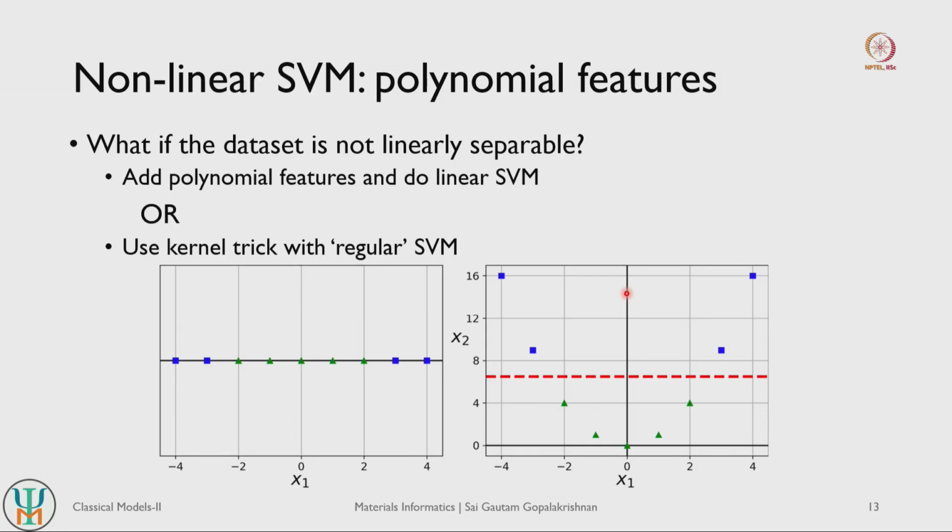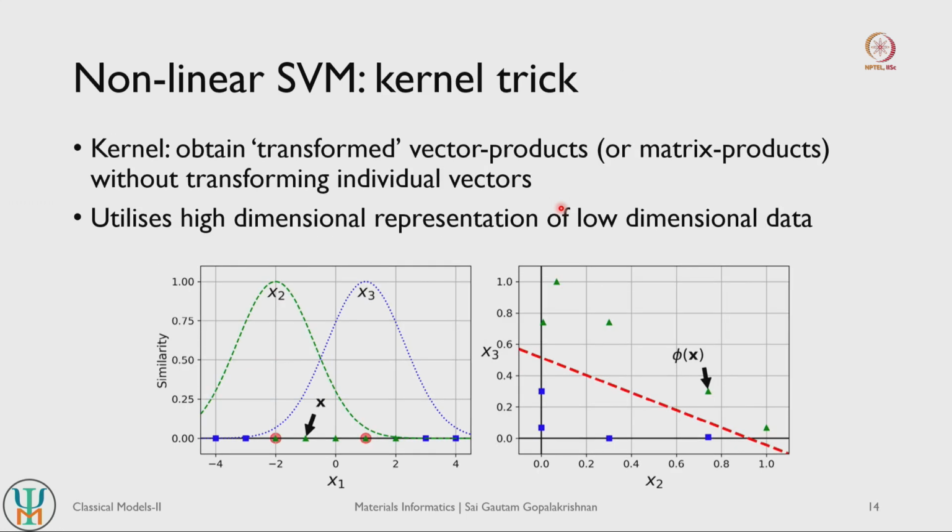And this is very analogous to how we were doing polynomial regression, right. So the simplest way of doing polynomial regression is to add in polynomial features or nonlinear features and do a linear regression, right. So this is the equivalent of that with a linear support vector machine. The other way to do it is what is referred to as the kernel trick, right.